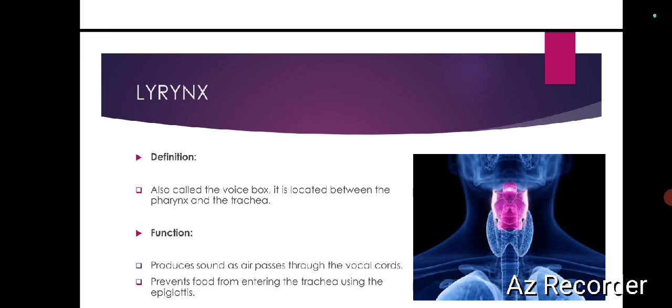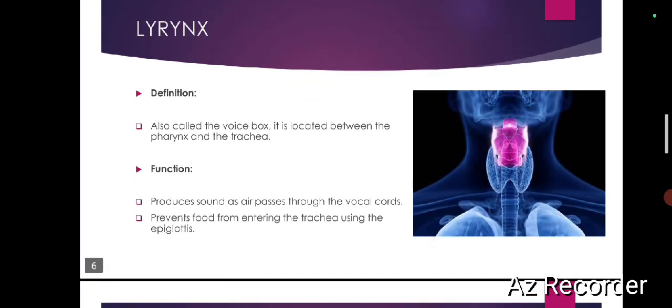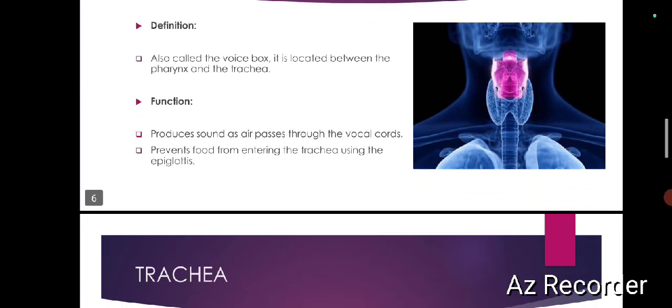The next one is the larynx, which is also called the voice box. It is located between the pharynx and trachea. Okay. It produces sound as air passes through the vocal cords and prevents food from entering the trachea using the epiglottis. The epiglottis is a lid-type structure which helps to prevent food from entering the trachea.